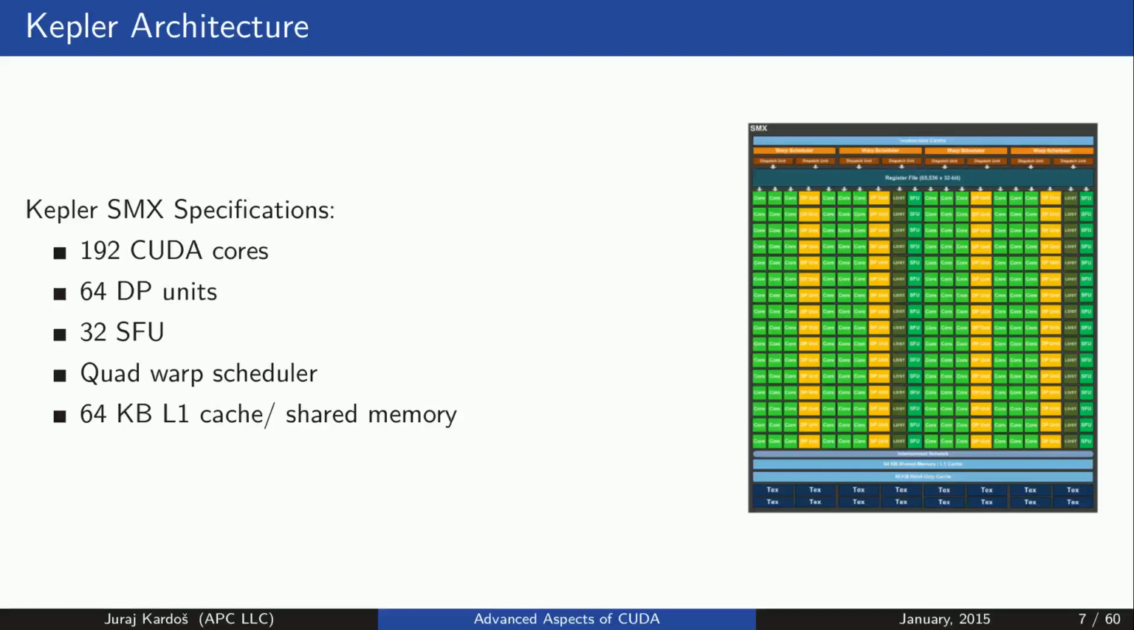Each streaming multiprocessor features 4 warp schedulers and 8 instruction dispatch units, allowing 4 warps to be issued and executed concurrently. Kepler's quad warp scheduler selects 4 warps, and 2 independent instructions per warp can be dispatched each cycle. Compared to Fermi, only 2 warps could be issued and executed concurrently.